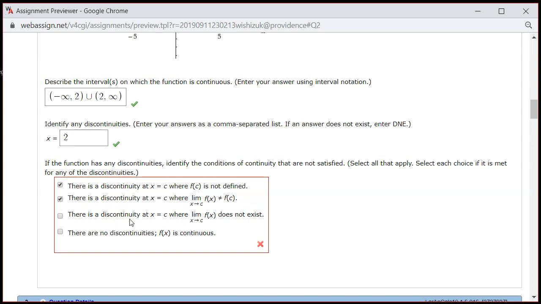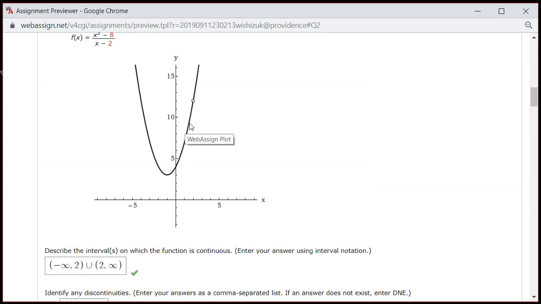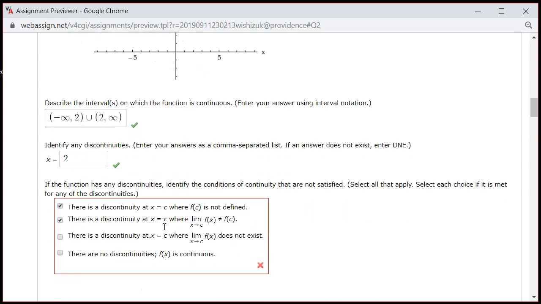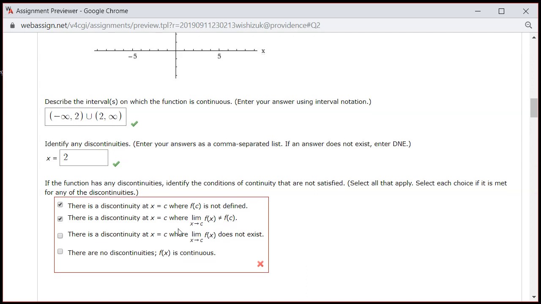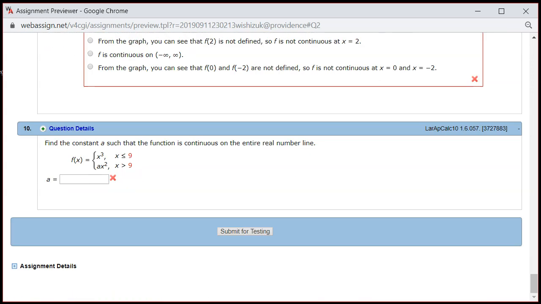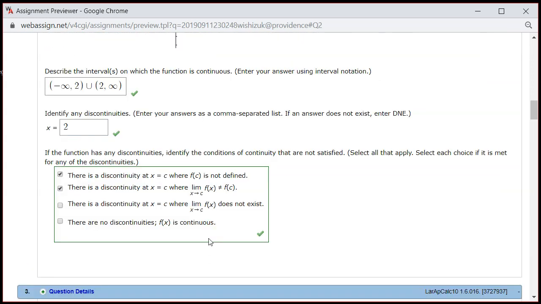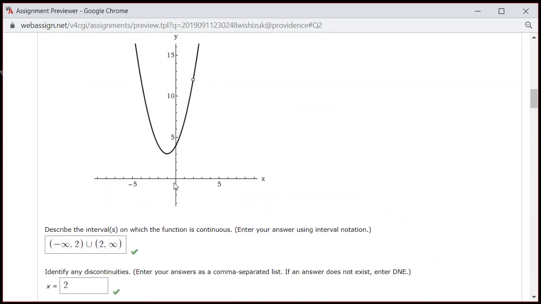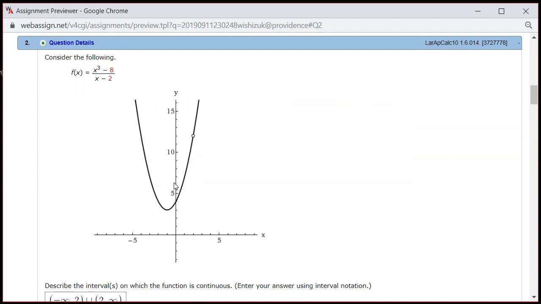And there's a discontinuity at x equals c where the limit does not exist. Actually, the limit does exist. You can approach from both sides, and the limit is probably around 12. So I'm not going to check that. Alright, let's check the answer. I came back, and it looks like we got the last part correct as well. Alright, that's it. I hope that this was clear.